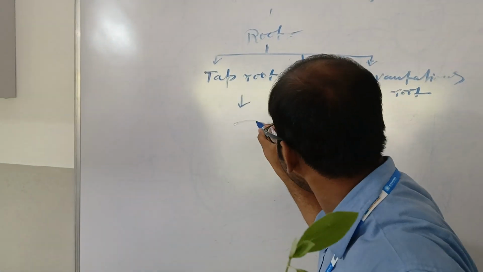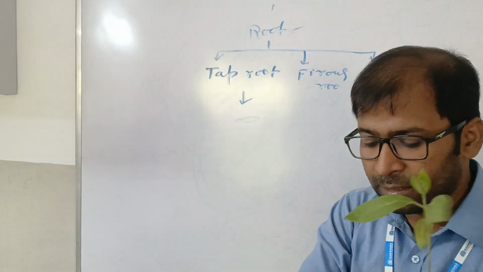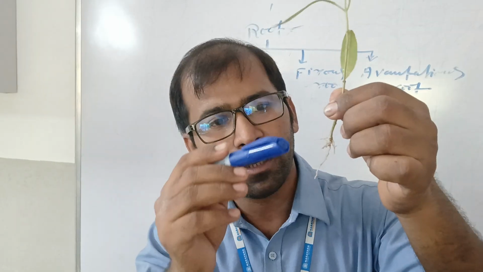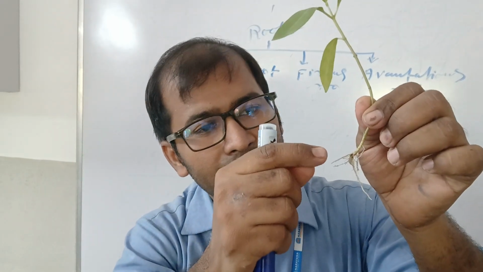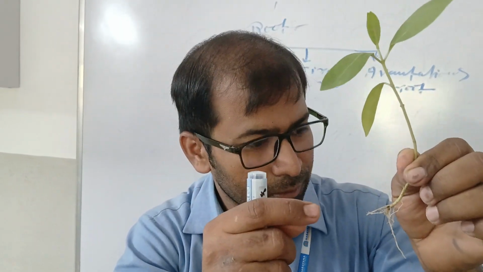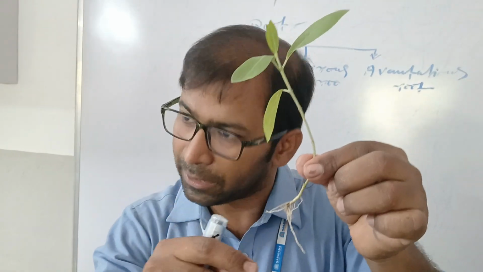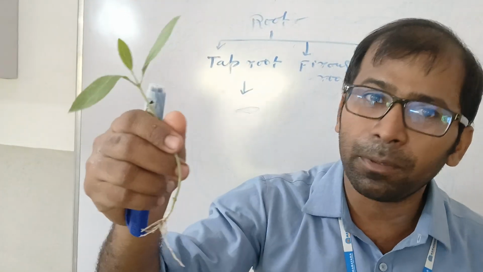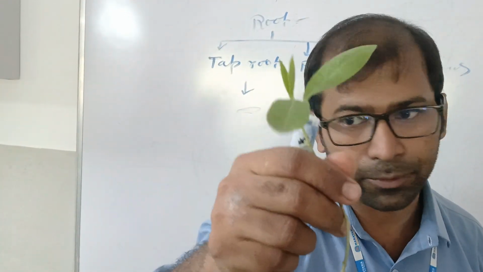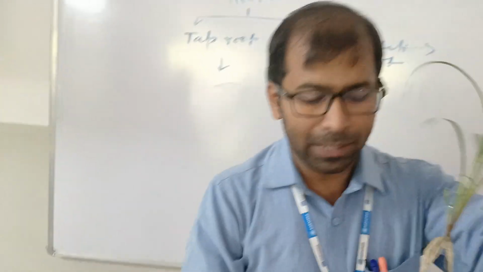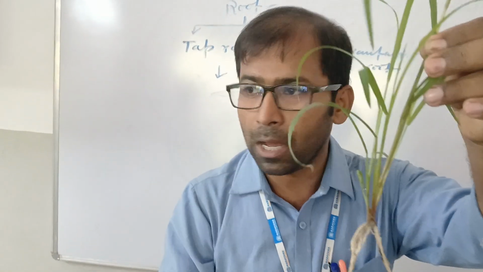If I draw quickly, this is the main root, and from the main root, secondary and tertiary roots. Okay, this is the dicot root. In dicot plants we observe the tap root. And what is this? This is the monocot plant.